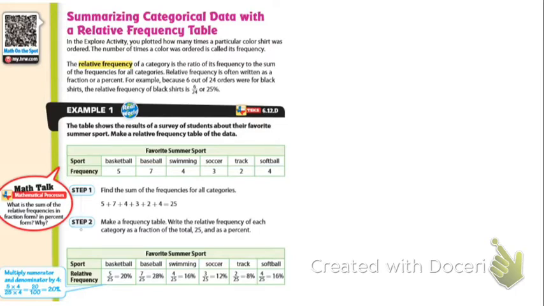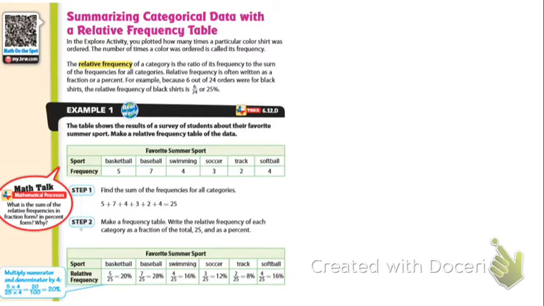The table shows the results of a survey of students about their favorite summer sport. Make a relative frequency table of the data. All right, so here, ladies and gents, right here, they're telling us the sport and the frequency that was chosen by the students.